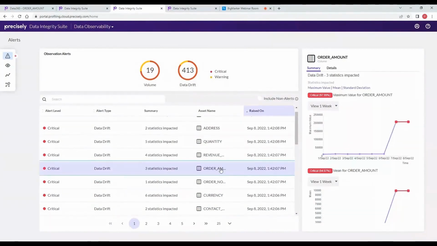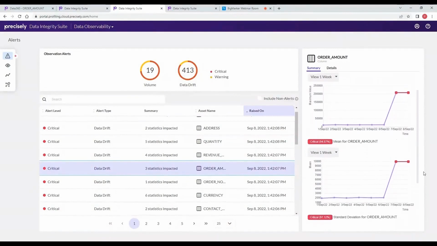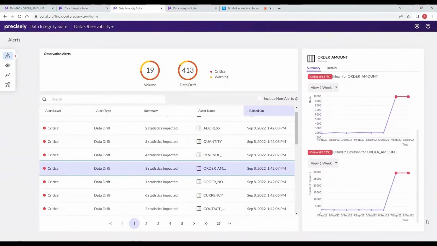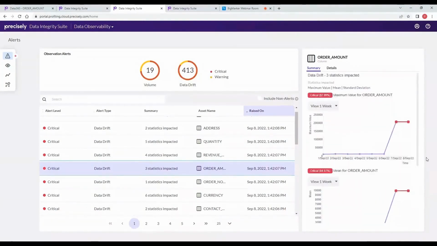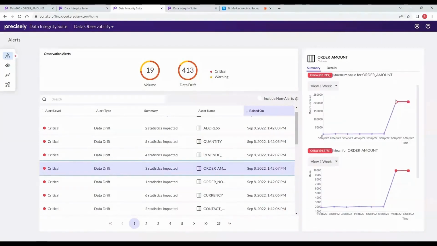Because of the introduction of a new currency, there's another alert which got created around the same time. What we're looking at here, there are 3 different individual statistics that got impacted because of this: the maximum value of order amount, the mean, and the standard deviation. If I look at the different values that came in before the September 7th run, I can actually look at the data. I see the maximum value on an order used to be around 12,000, and that is how the historical pattern was.